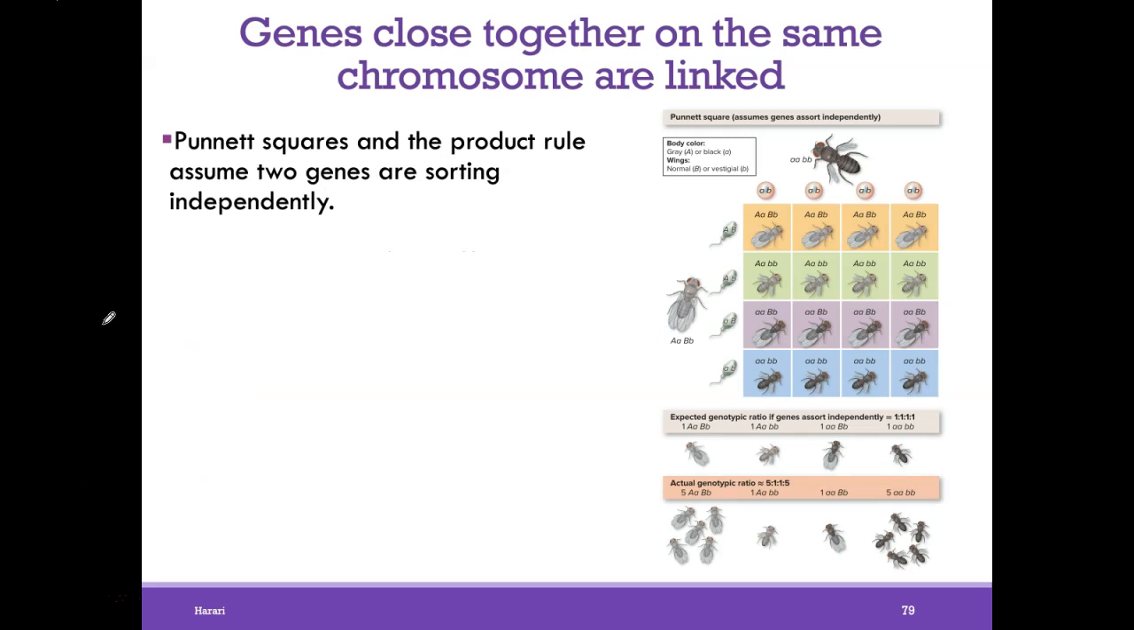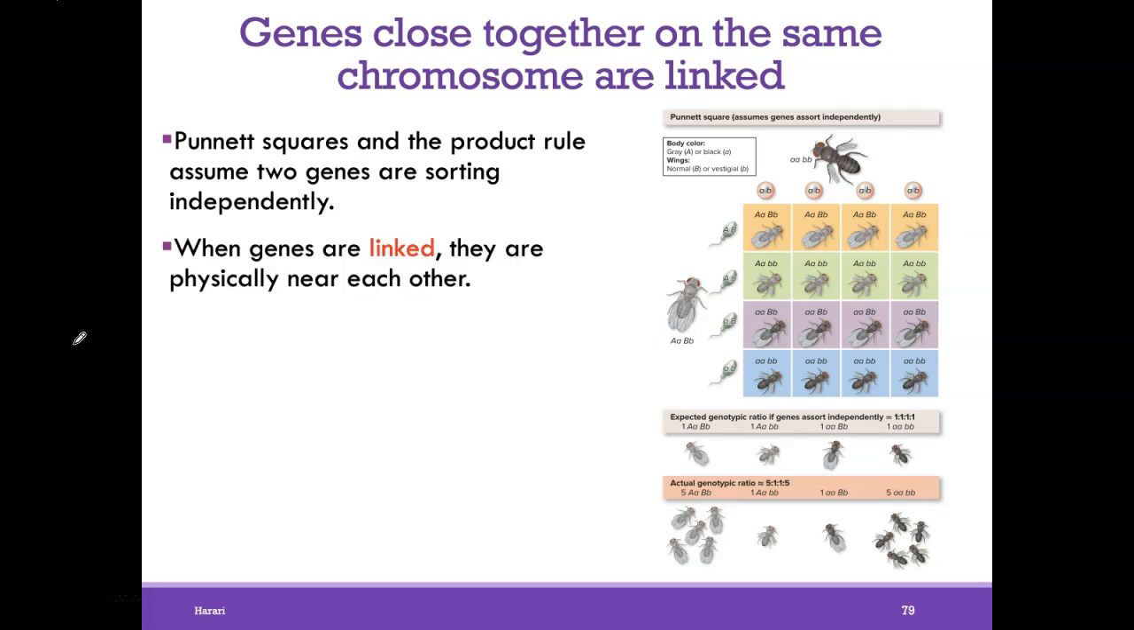So Punnett squares and the product rule assume that two genes are sorting independently. That means they're on separate chromosomes or very far away on the same chromosome. When genes are linked, that means that they're very close together on the same chromosome. They're physically near each other. And when genes are linked, we cannot use the product rule and Punnett squares and expect them to reflect reality.